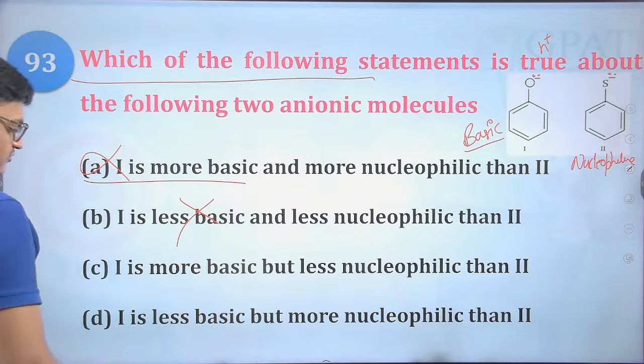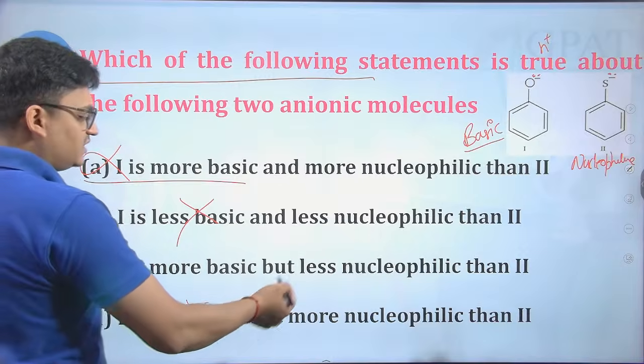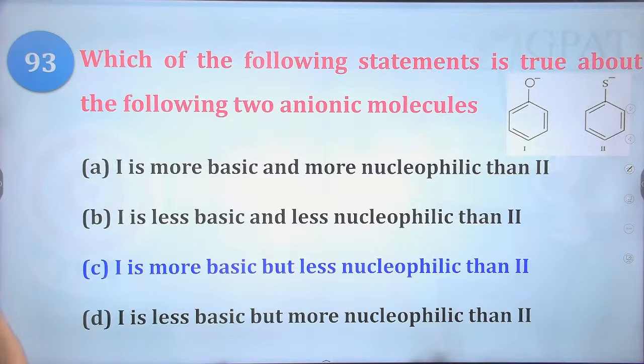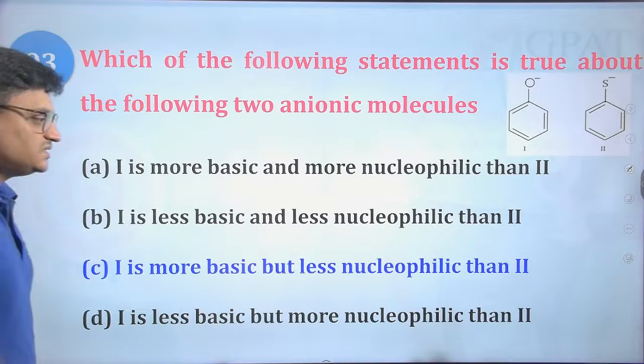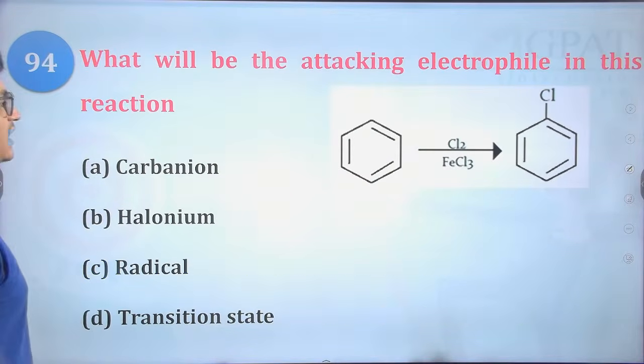One is less basic. No, that is incorrect. One is more basic. Yes, that is correct. One is less basic, that is incorrect. Yes, one is more basic but less nucleophilic than the second. Yes, that is correct. Option C is correct. Option C is the right answer for this case.